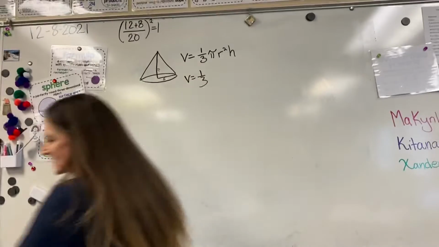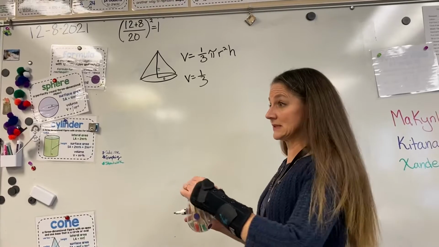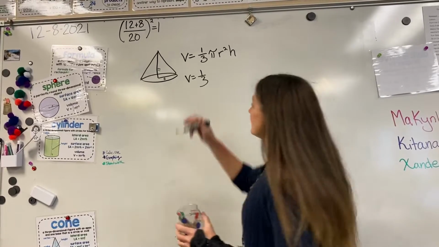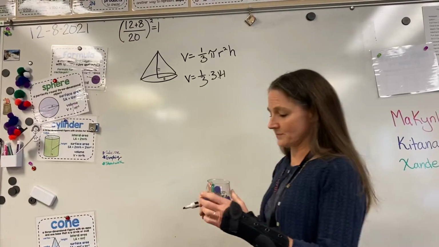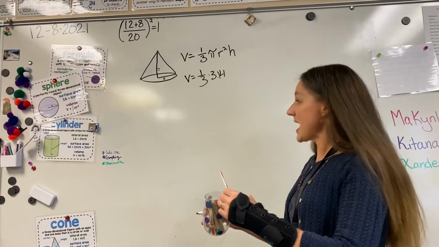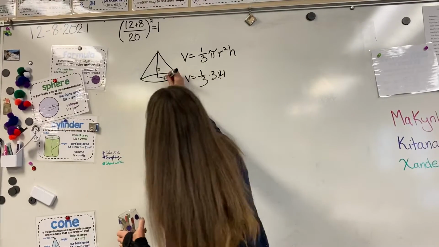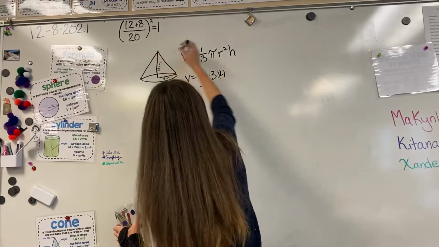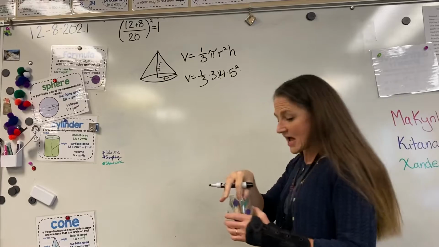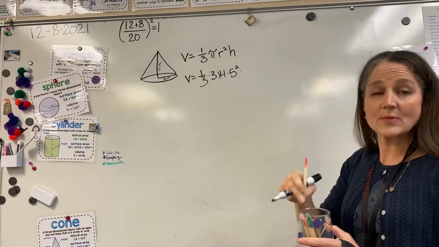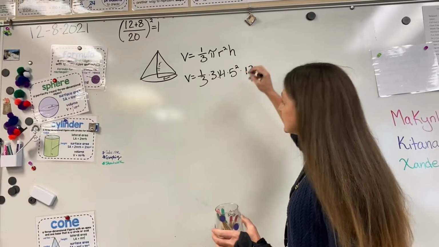Let's pull some popsicle sticks. Marcel, what's pi? 3.14. It's also a tasty pastry, but today it's 3.14. Peyton, what's the radius here? 5. Oh, and it's centimeters. No naked numbers. Times 5 squared times the height. Jacob, what's the height? 13. Times 13.